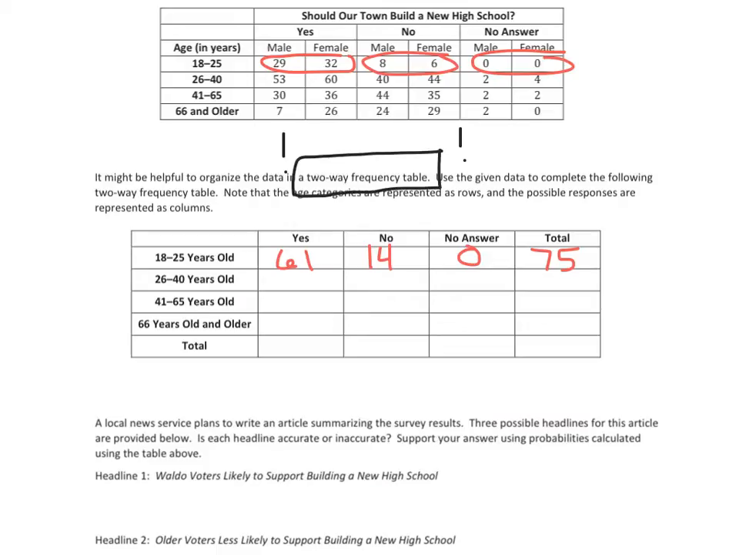The 26 to 40-year-olds, again, I don't care if you're male or female, I just want to know, do you want the new school or not? So it looks like a total of 113. Let's see, that looks like an 84, a 6, for a total of 203. Okay, you've got the idea. Why don't you pause it, fill in the rest of the table.